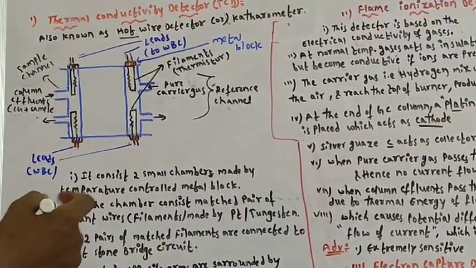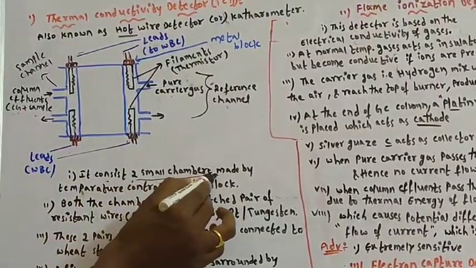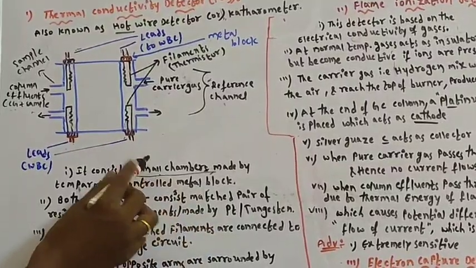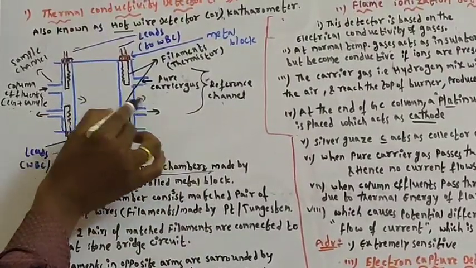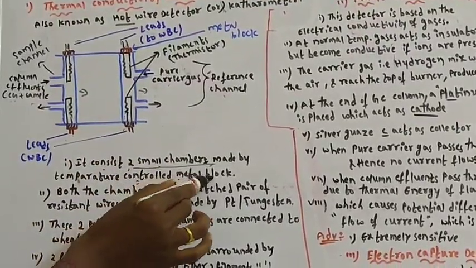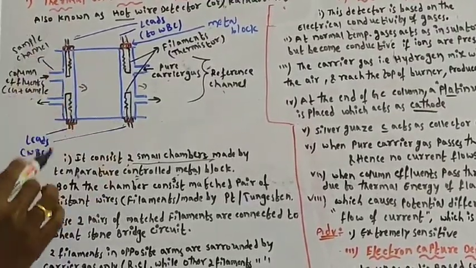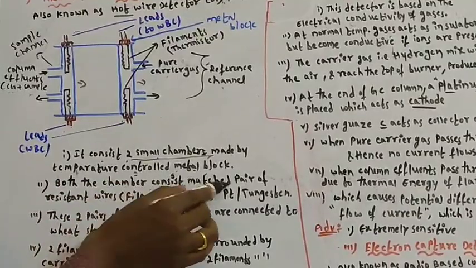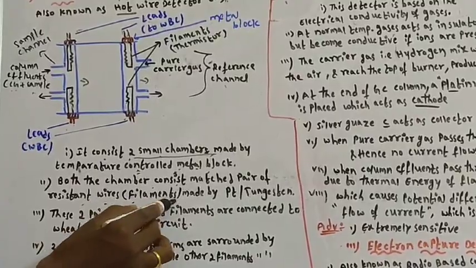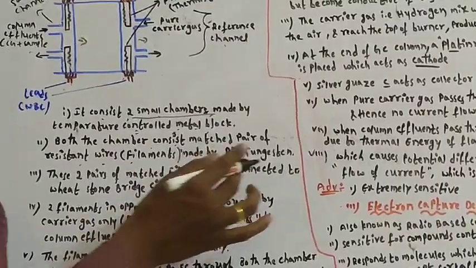Let's see the working principle. It consists of two small chambers made in a temperature-controlled metal block. This is one chamber and this is the other chamber. Both chambers contain a matched pair of resistance wires, known as filaments, which are made of platinum or tungsten.